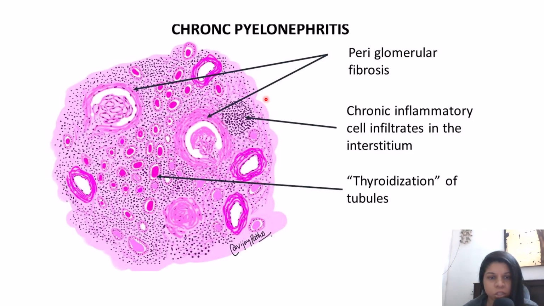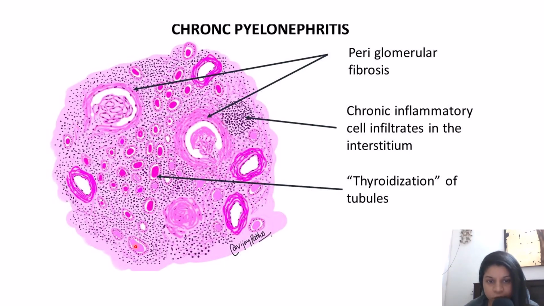So if you're seeing histology, you will see thyroidization of the tubules and then dilatation of the tubules, and it is chronic inflammation of the tubules and interstitium. So you can see chronic inflammatory infiltrate, that is lymphocytes, in the interstitium and tubules. And after all the tubules, at last the glomerulus also will be affected because urine will get stagnant and push the glomerulus also. So now the glomerulus also undergoes sclerosis and then periglomerular fibrosis. Okay, so these are the features of chronic pyelonephritis.